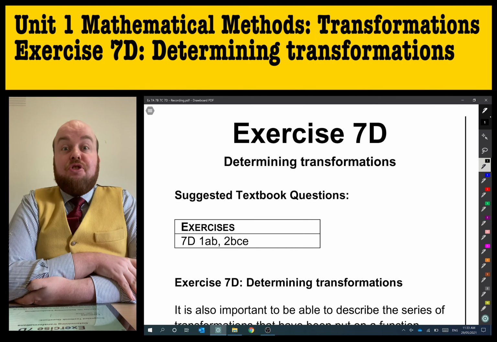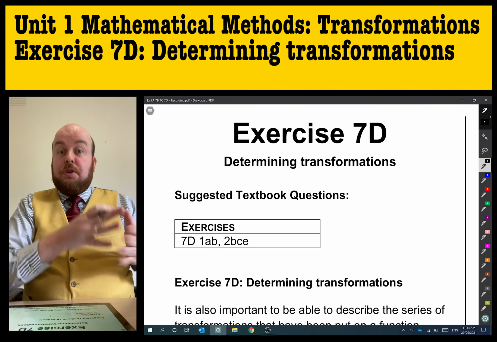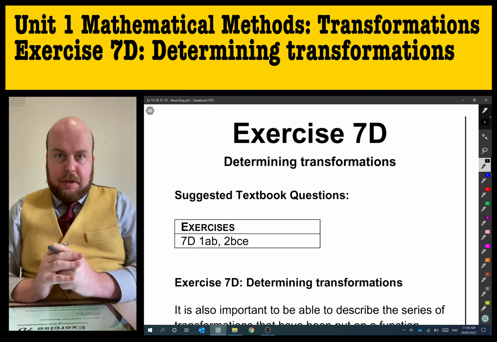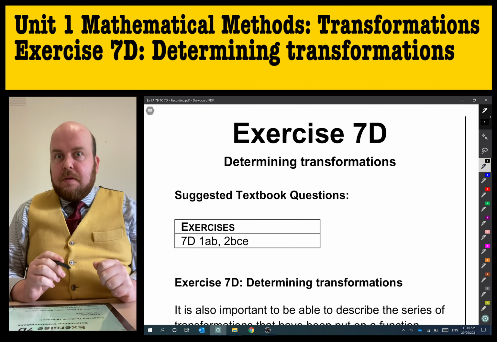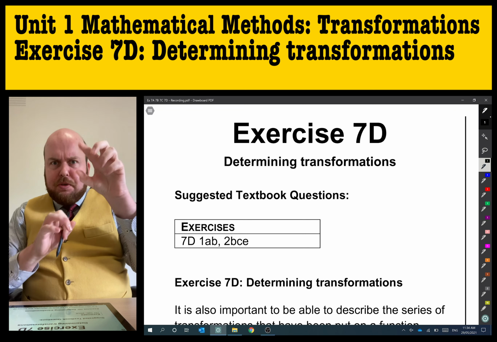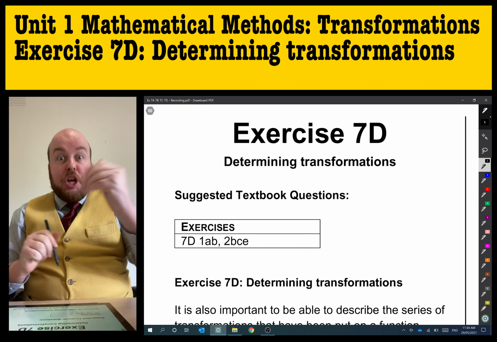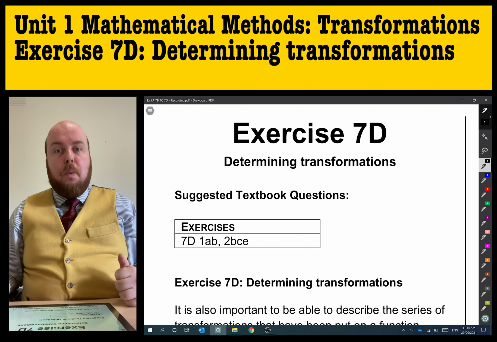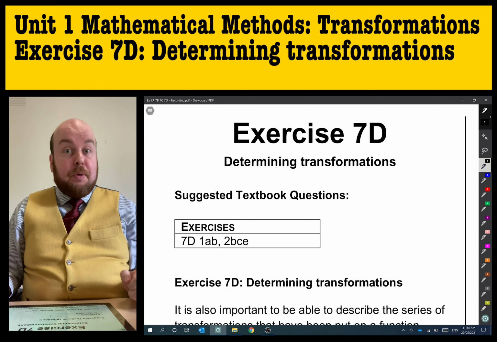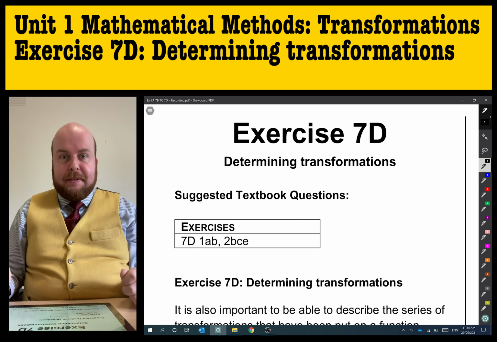Exercise 7D, determining transformations. So we have been able to apply a set of transformations, but now what we need to do is to have the skill that if I have the original template, I have the final answer, you need to be able to describe what has happened. A systematic approach will help, and then from there we can go and describe what has happened.